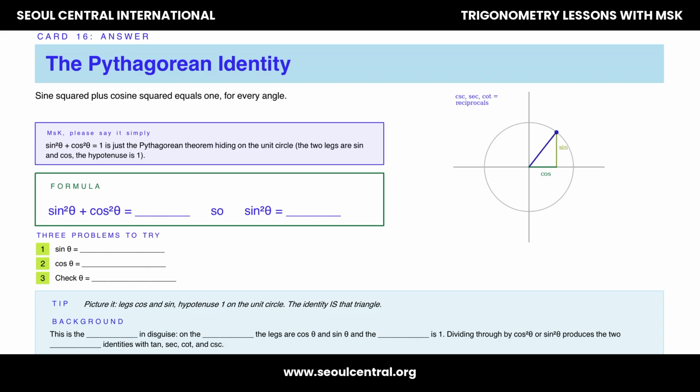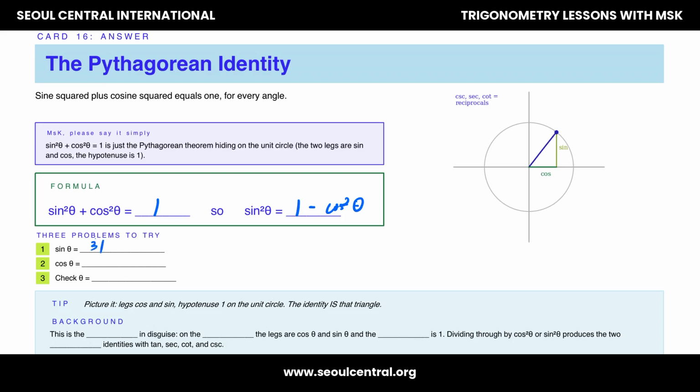Take a look at that diagram to your right. Sine squared theta plus cosine squared theta equals 1. Then sine squared theta rearranged would just be 1 minus cosine squared theta. All right, so let's try a couple of problems here.